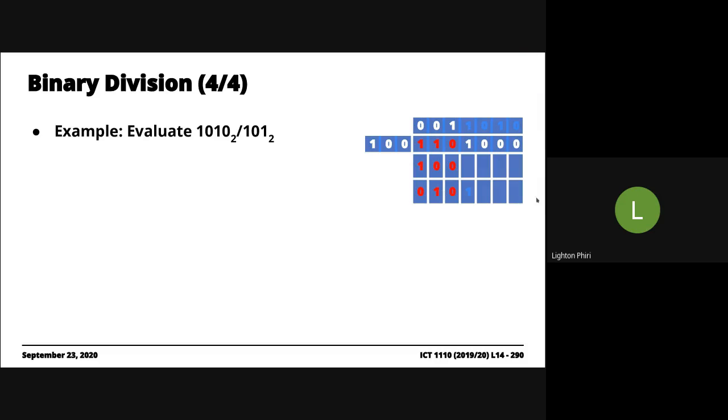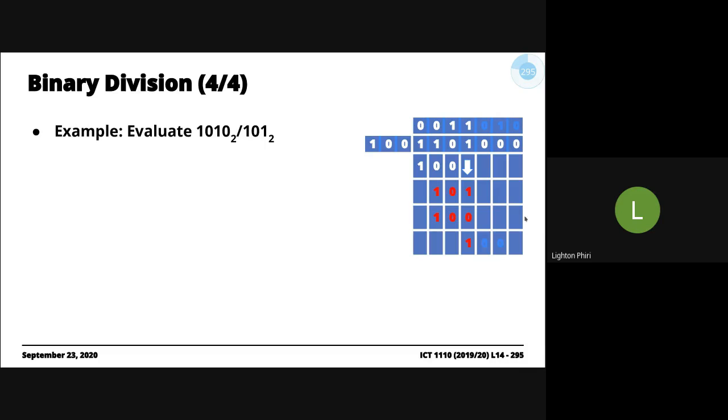Because this is much smaller, we drop 1, right? And then we divide 101 by 100, we get 1. We multiply 1 by 100, we get 100. We subtract 100 from 101.